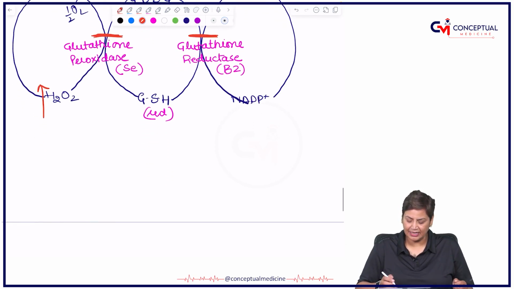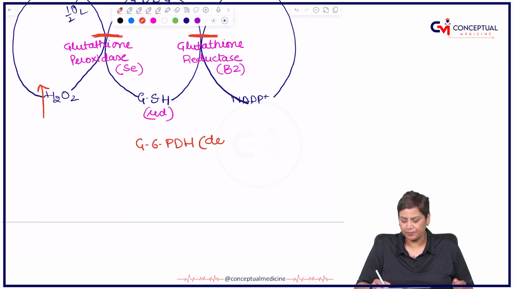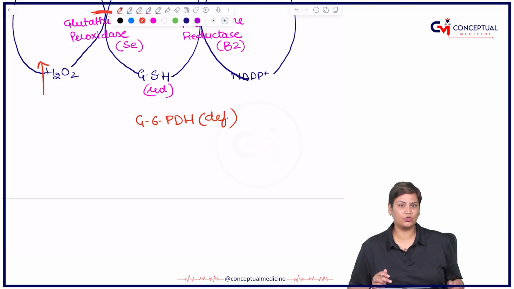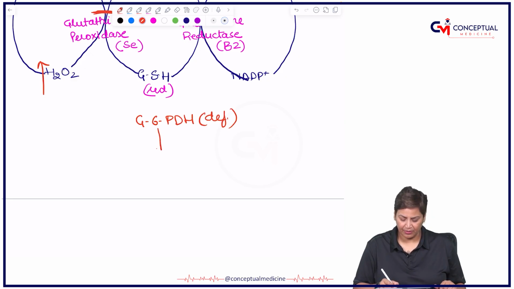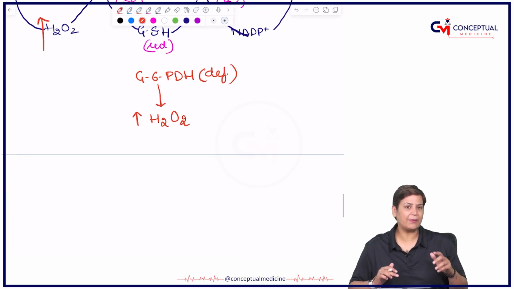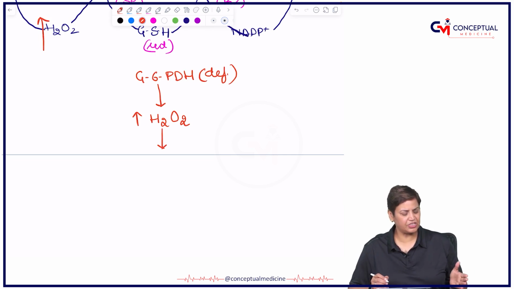In G6PDH deficiency, this is very, very important, it is actually X-linked, and I will tell you how it leads to hemolysis. If G6PDH is deficient, there will be an increased concentration of H2O2. This H2O2 cannot be converted into H2O and oxygen, so it will be converted into free radicals. You have studied in chemistry that chain initiation, chain propagation and chain termination exist.